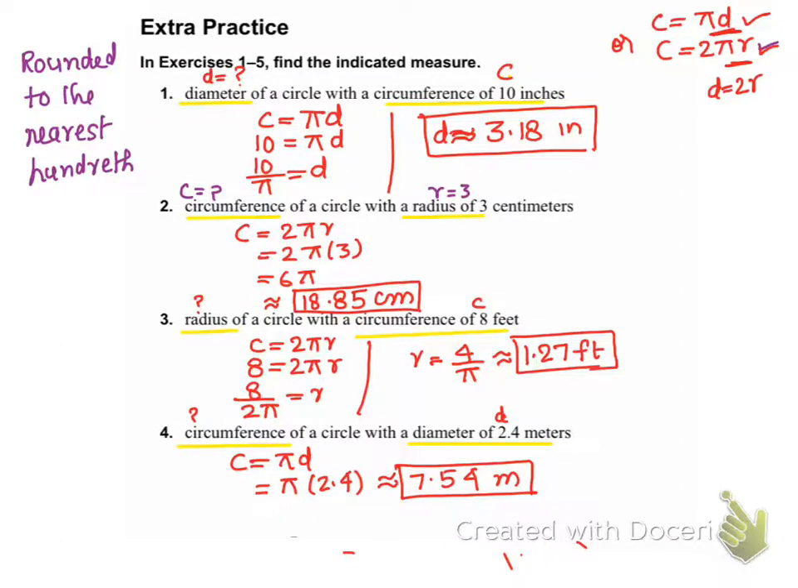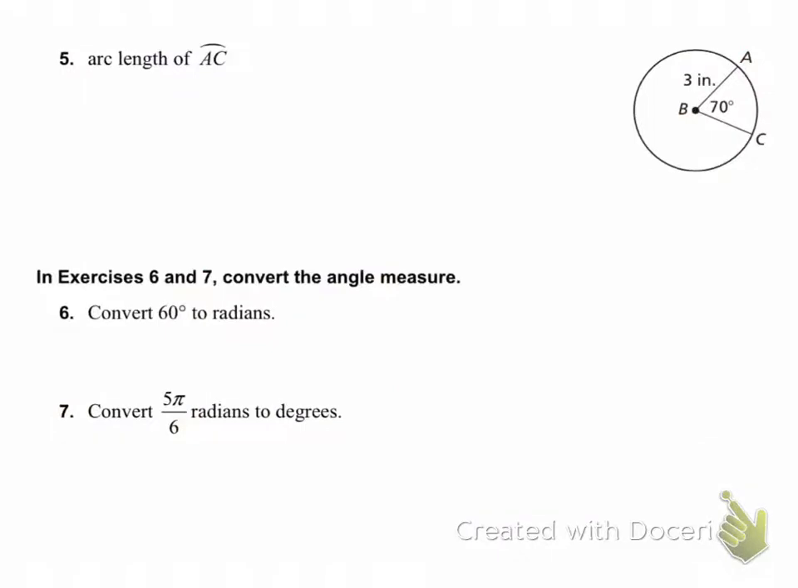Let's move to question number 5. You're supposed to find arc length AC. How much is that? What we talked about yesterday, how to find arc length, you have to have the fraction of the angle. This arc is subtending an angle of 70 degrees at the center, and the total circle is 360. So that we have to use here.